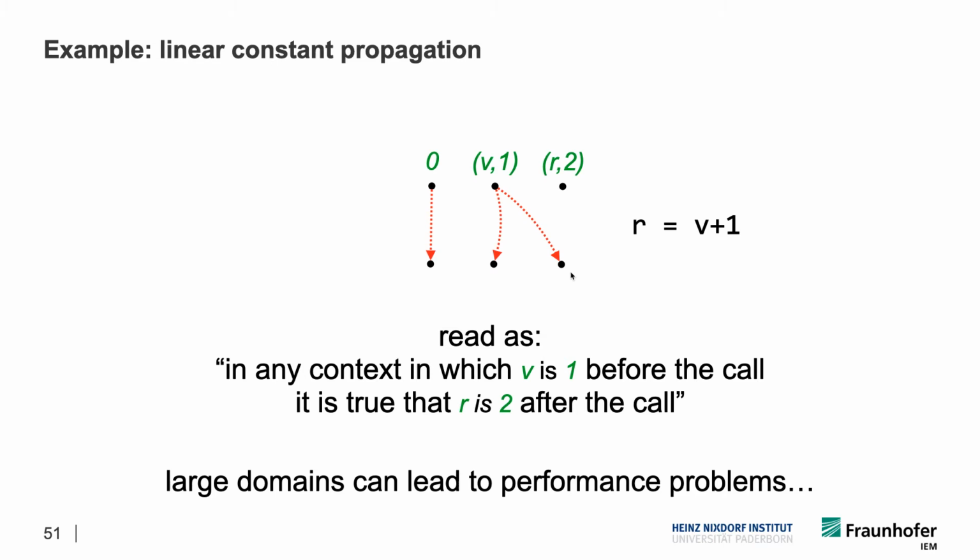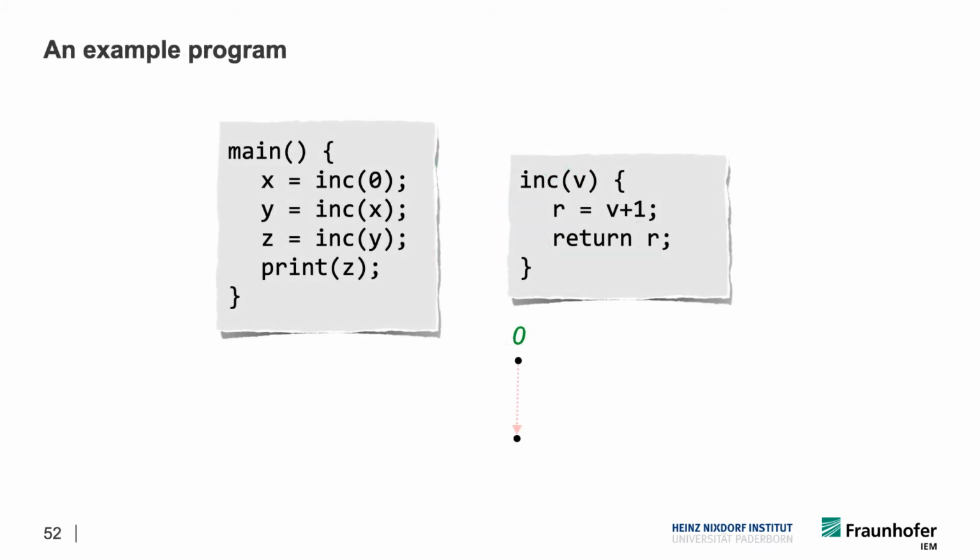But the problem is that this is a rather large domain, right? The number of natural numbers is infinite, so in essence you can have an arbitrary number of these kinds of tuples or pairs. And this can become a problem when you want to summarize things such as this increment function here. So let's take a look at this program. It starts off by incrementing 0, which is then assigned to x, but then it's incrementing that value, and incrementing again and again, okay?